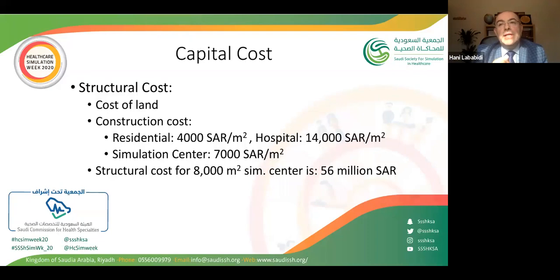If you want to build a residential house in Saudi Arabia, in Riyadh for instance, you need about 4,000 Saudi riyal per square meter, and it is a decent house. It's not the super deluxe residential house, but it is very acceptable and a high standard. While if you want to build a hospital, the cost per square meter goes up to 14,000. Why? Because there's a lot of infrastructure in the hospital, and the standard for hospitals is totally different than residential.